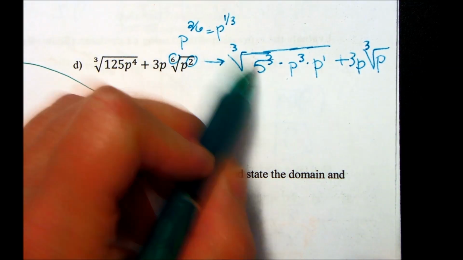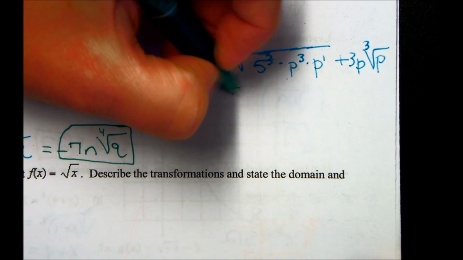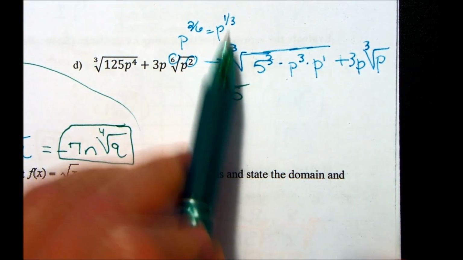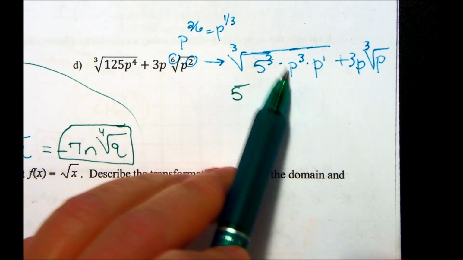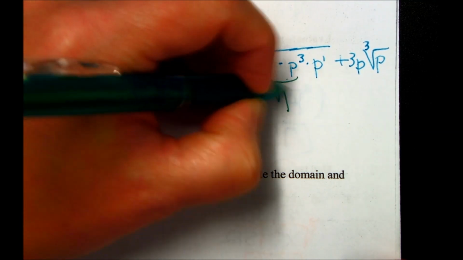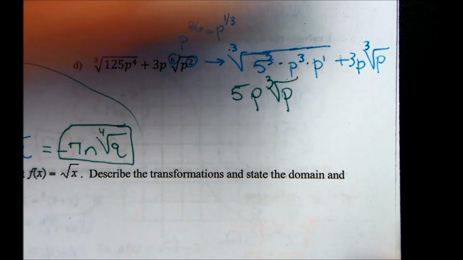So the third root of 5 to the third is 5. Because that was a perfect cube, it gets to go outside of the radical, or in front. The third root of p to the third is p. And then the third root of p to the first cannot be simplified.